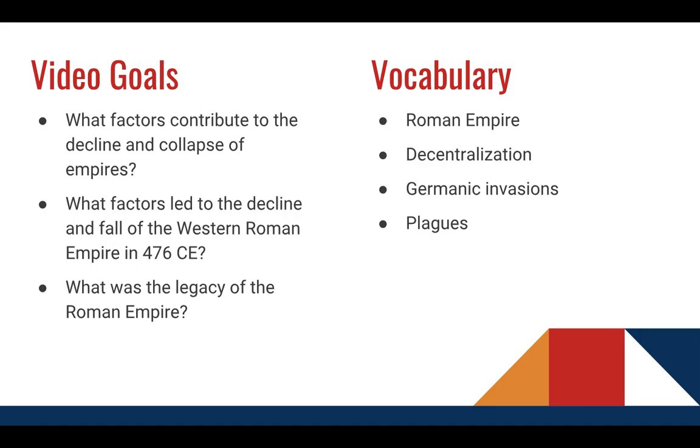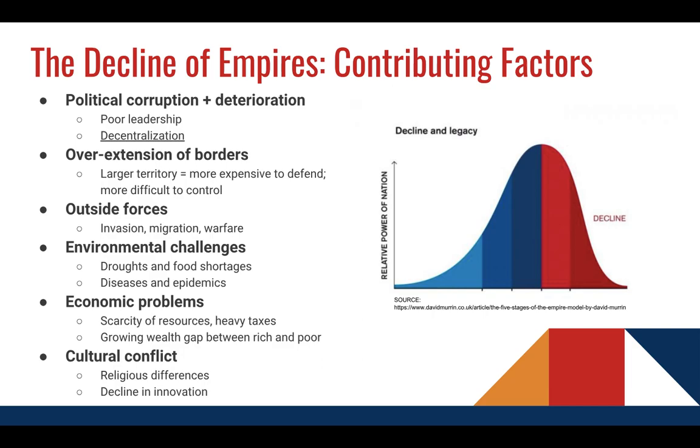For our video goals questions, we want to first think generally about the factors that contribute to the decline and collapse of empires. Then we want to think more specifically about how these apply to the Roman Empire and its fall in 476 CE. And then we also want to consider what is the legacy of the Roman Empire, though it has many. Let's go ahead and get started by thinking about contributing factors to the decline of empires.